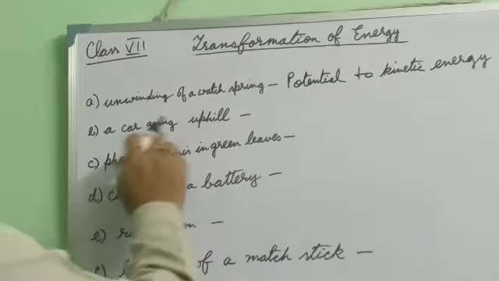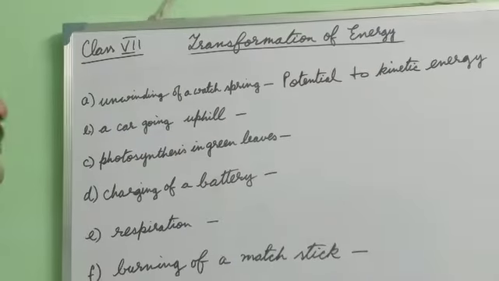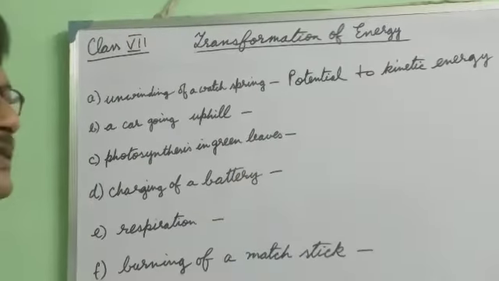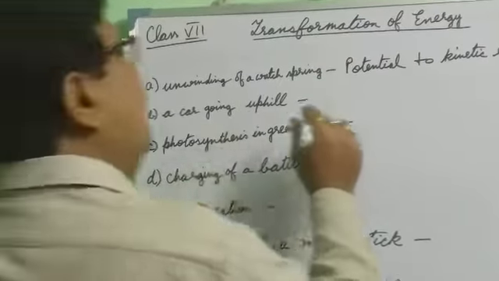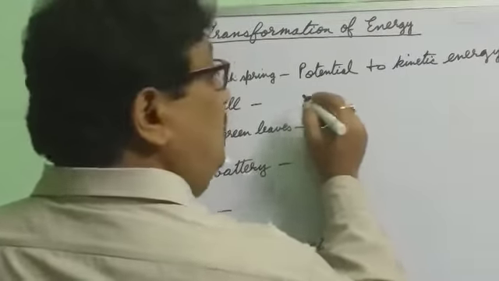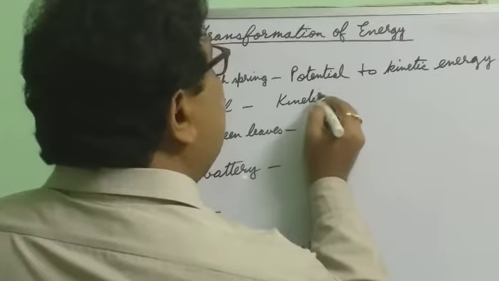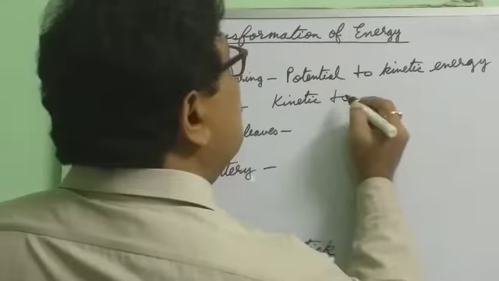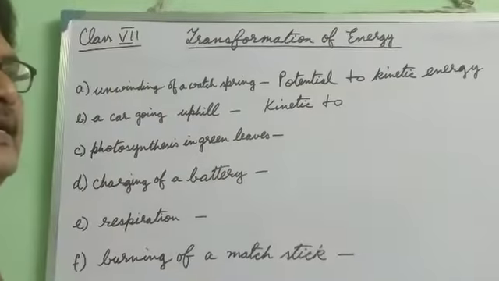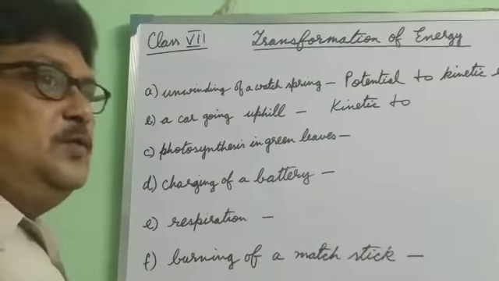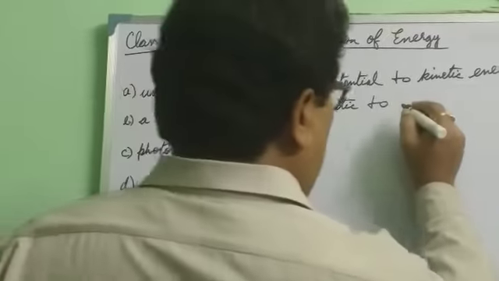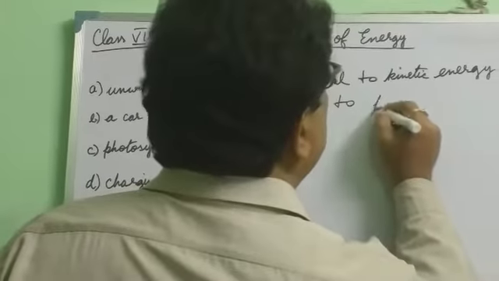Now in the second case, a car going uphill. Uphill means it is ascending. It's going up. So a car going uphill means it is moving from before, so it has kinetic energy. So kinetic energy to, as it goes up, it gains height, so it has potential energy. So kinetic to potential energy.